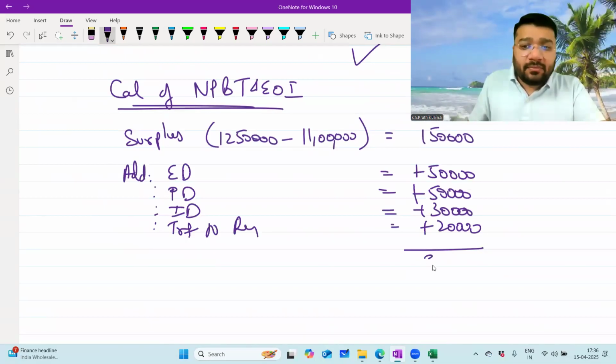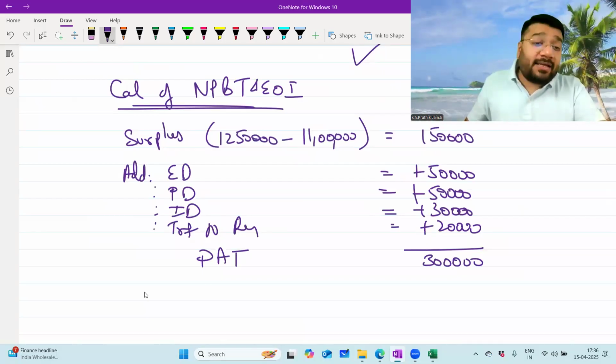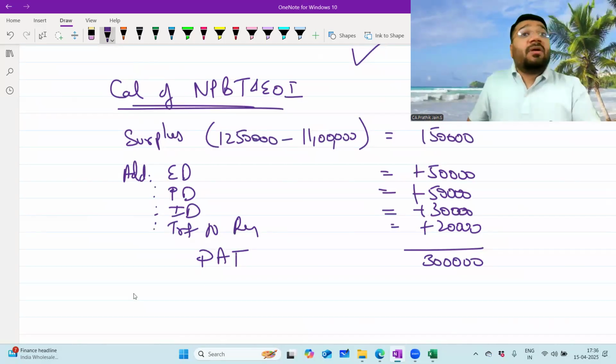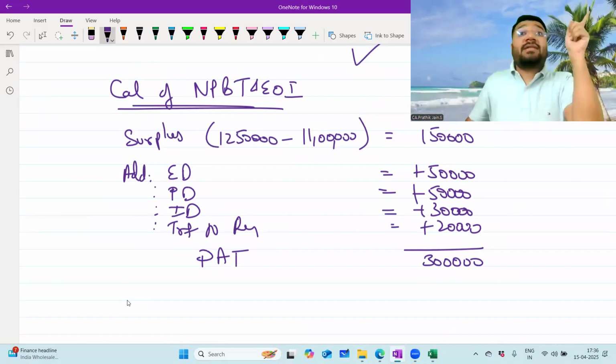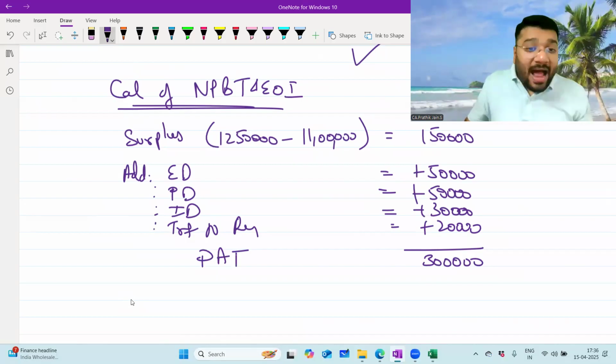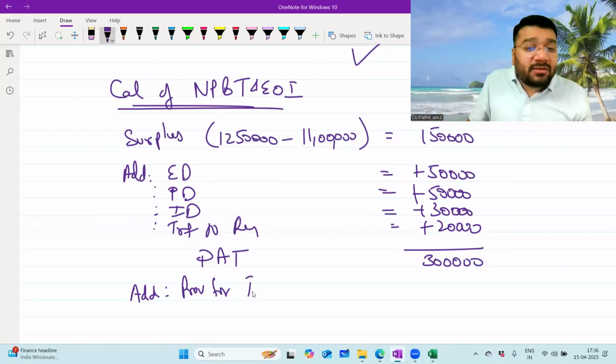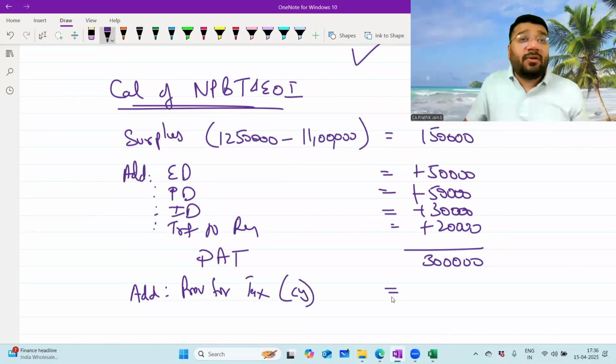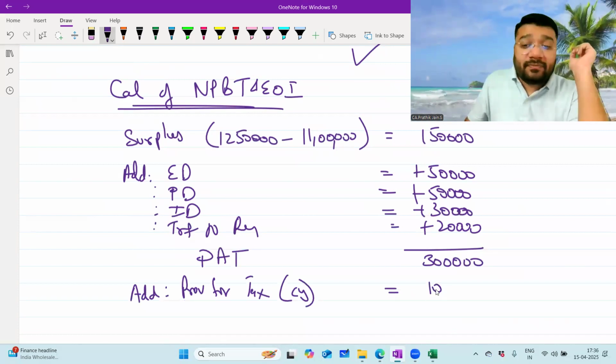3 lakh. Profit before tax or after tax? After tax. Then provision for tax. Earlier you subtracted it; now to reverse, you have to add back. So add provision for tax. Which year? Current year. Why current year? Is the logic clear? Yes. How much is it? 1 lakh.